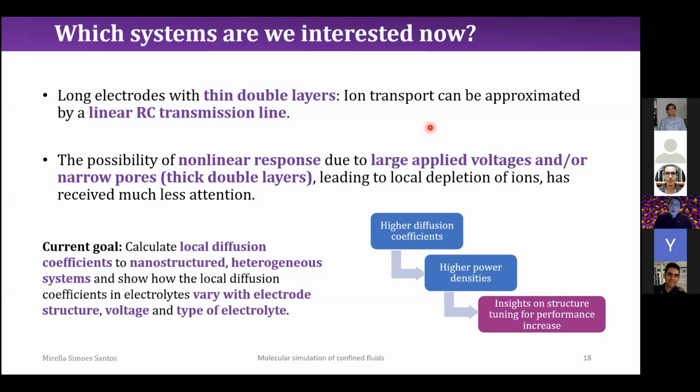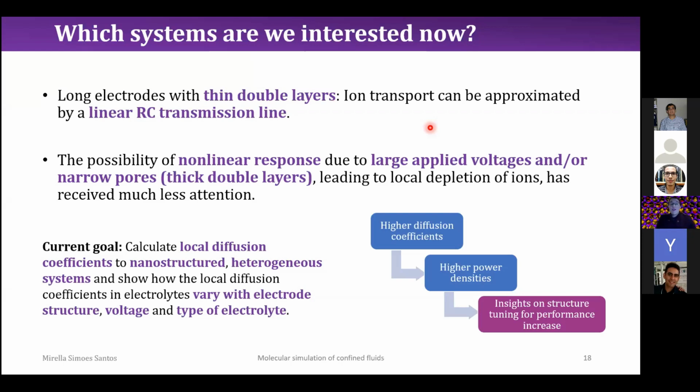So the current goal for this project is to calculate local diffusion coefficients in nanostructured heterogeneous systems and show how the local diffusion coefficients in electrolytes vary with electrode structure, voltage, and type of electrolytes. So here we have not only the effects of confinement, but also a very strong effect of the interactions of the ions of the electrolytes with the electrodes.